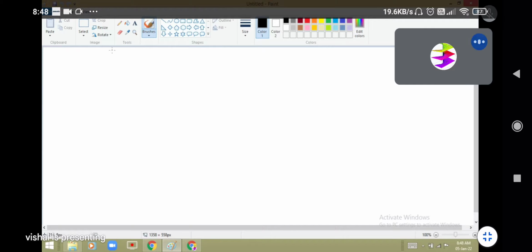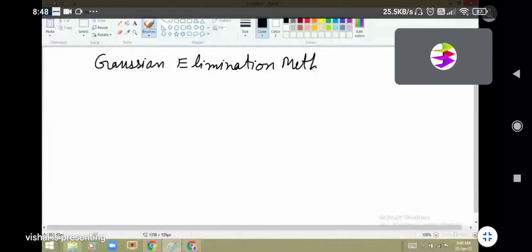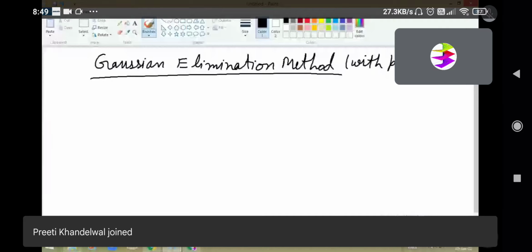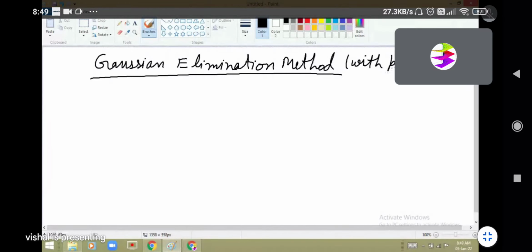Today your topic is Gaussian elimination method. Okay, Gaussian elimination method with pivoting. Okay, what is pivoting? What are the other things that I am going to tell you.